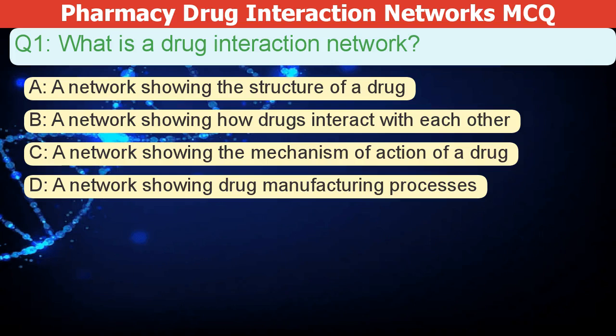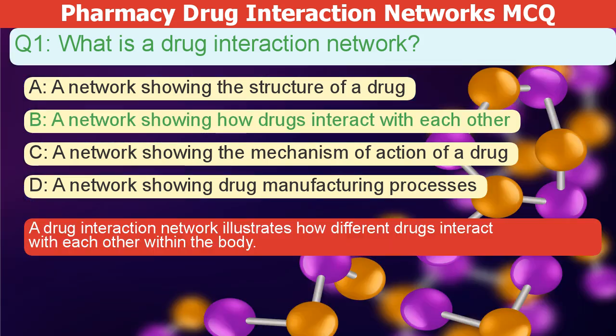What is a drug interaction network? A. A network showing the structure of a drug. B. A network showing how drugs interact with each other. C. A network showing the mechanism of action of a drug. D. A network showing drug manufacturing processes. The correct answer is B.